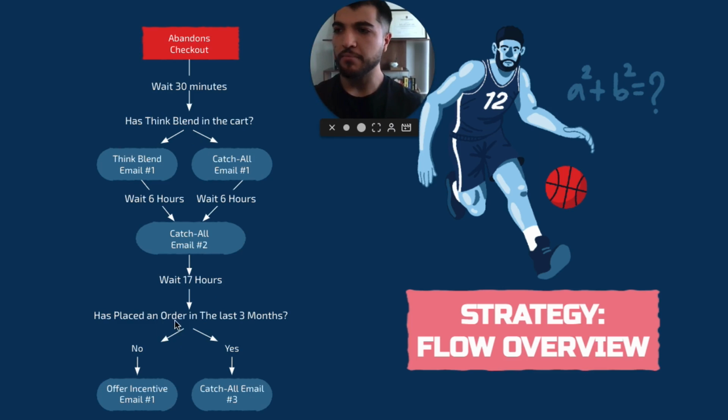Then we see if they have placed an order in the last 3 months. So this is going back to the assumptions we made that we are considering then as churn after 3 months. So we're going to check that. And if they haven't placed any order, we are going to offer them an incentive. So we are going to be sending them a special discount here. And if not, if they have purchased, let's say in the last week or 2 weeks, we won't send them any discount. We're just going to send them another reminder with different messaging.